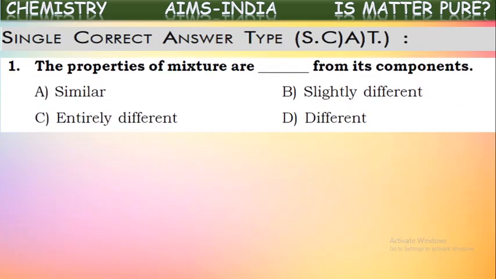See the first question. The properties of a mixture are dash to its components. So how will the properties of the mixture be when compared to the properties of the components? What happens when two or more components are mixed to form a mixture? They won't lose their properties, so they retain their properties. That is why they can be separated by using some physical means. So the properties of a mixture will be almost similar to the properties of the components mixed in it. They won't change their properties.